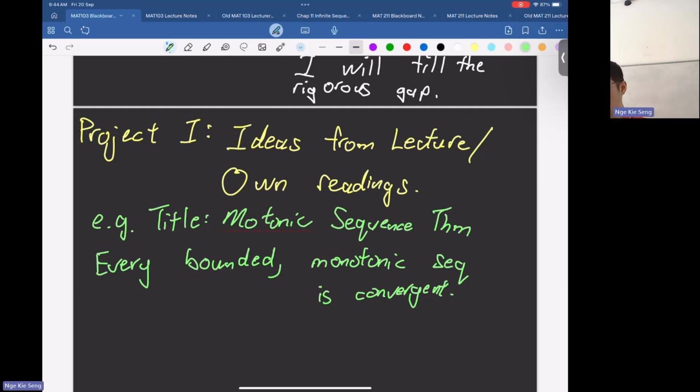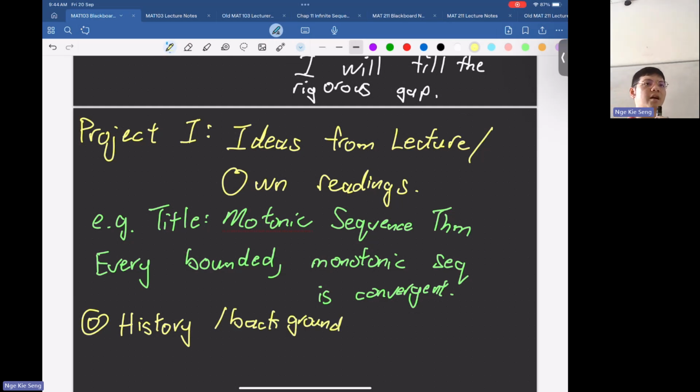So what do you need to do in this project? How do you fill in the rigorous gap? First of all, once you fix a topic, I want you to look for the history or the background. Who was the first person to think about this statement, why did they think about it, and how did they come across it? Often they came to this statement from a different perspective, not calculus, maybe another perspective. It's very interesting to find this out. I see this part as quite an important section in your paper or in your project.